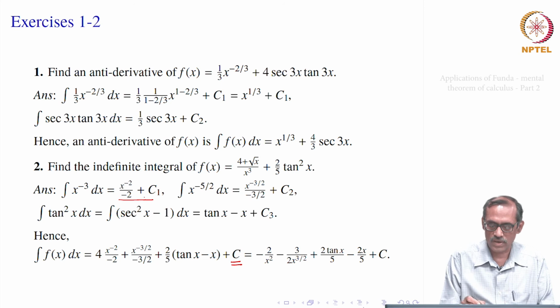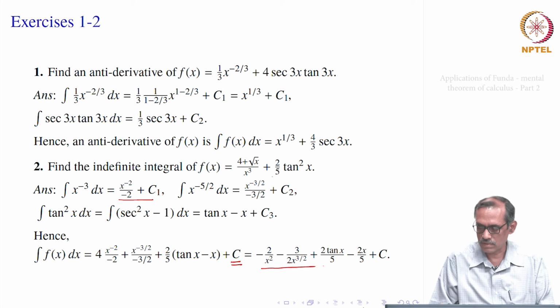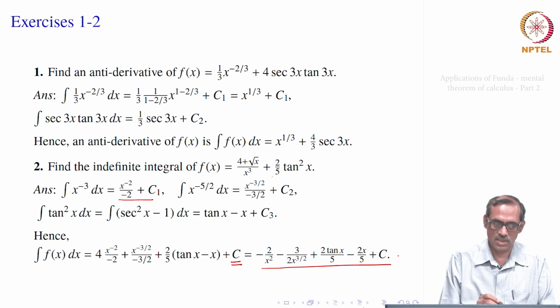So, we just go for the part where C is not there. The first one is minus 2 x to the power minus 2 by minus 2, the second one is x to the power minus 3 by 2 by minus 3 by 2, and the third one gives 2 by 5 times tan x minus x, plus a constant. So, you simplify, and that becomes minus 2 by x square minus 3 by 2 into x to the power 3 by 2 plus 2 tan x by 5 minus 2 x by 5 plus a constant. That is the indefinite integral.